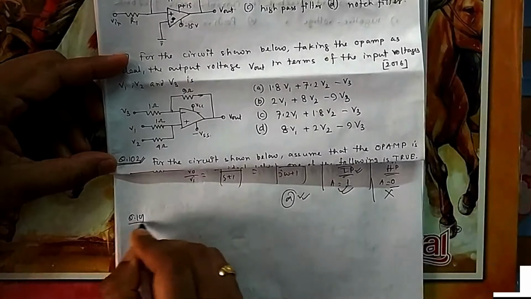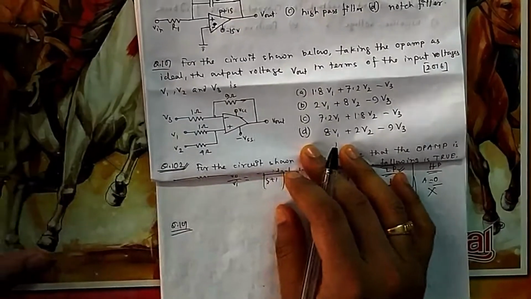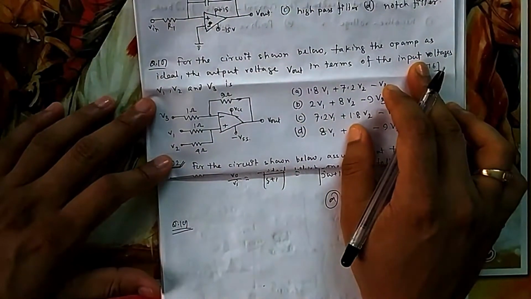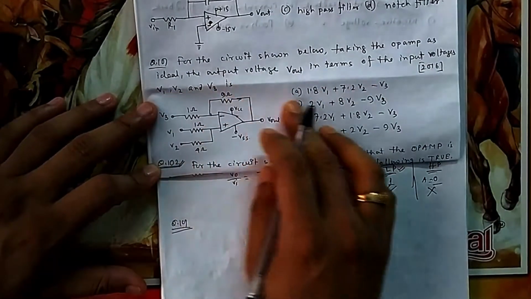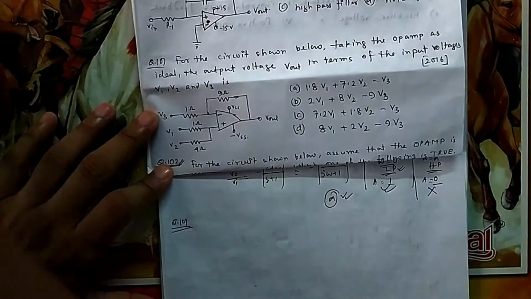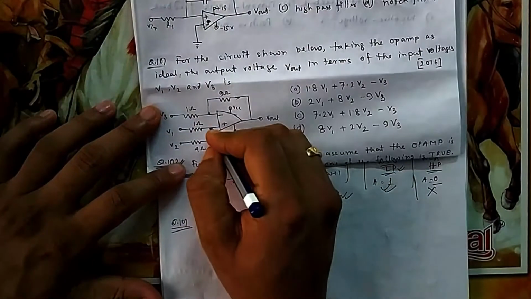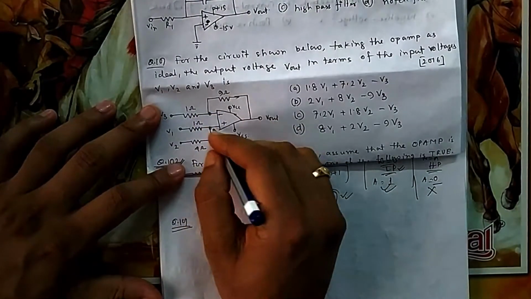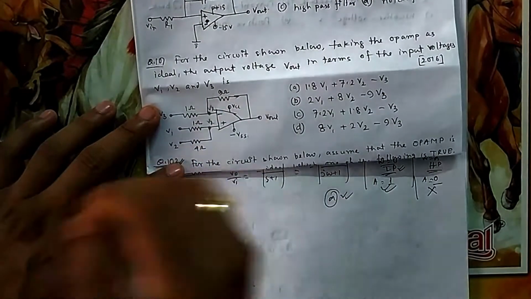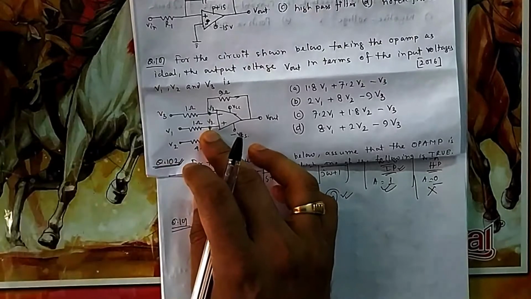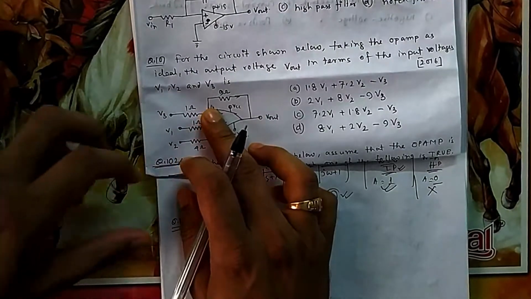Question number 101, what they are asking: for the circuit shown below, taking the op-amp as ideal, what should the output voltage V out be in terms of input voltages V1, V2, V3? So again you will take nodal here. This potential is equal to this potential, but this is not 0 here, so let me take it as Vx, and this is also Vx. So if it is Vx, you can take nodal here and you can take nodal here. So two nodal equations you can easily find.